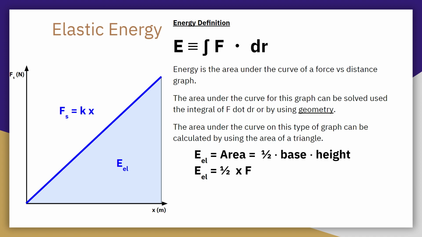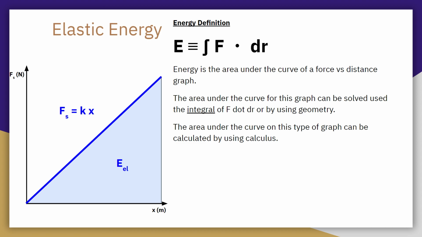So our elastic energy equals 1/2 times our displacement, or the position, which is our base, times our height, which is our restoring force here. We can rewrite this where instead of force, we write it as kx, that spring constant, times the displacement. And then we just combine like terms. It'll be elastic energy is equal to 1/2 kx squared. This is a way for us to solve for the elastic energy stored within a system if we know the spring constant and the displacement.